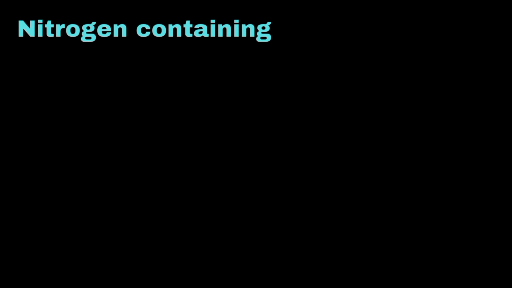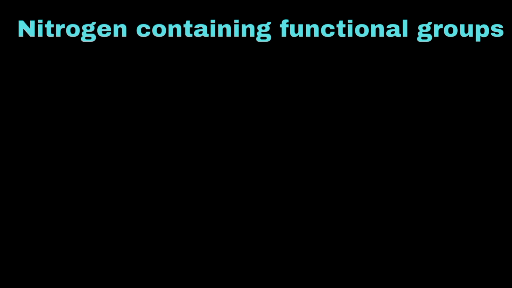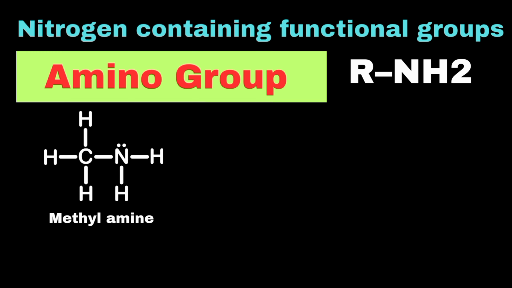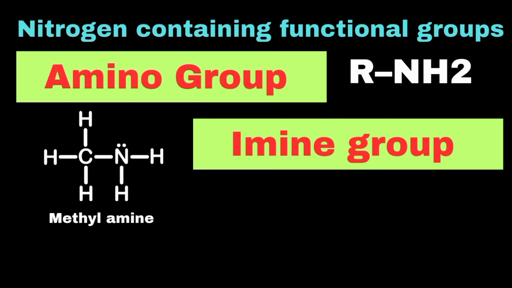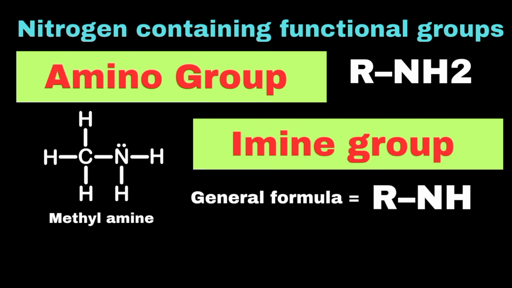Now we will move towards functional groups containing nitrogen atoms. First, we will discuss the amino group. Its general formula is RNH2. We can take the example of methylamine. But there is another functional group called the imine group, and its general formula is RNH.